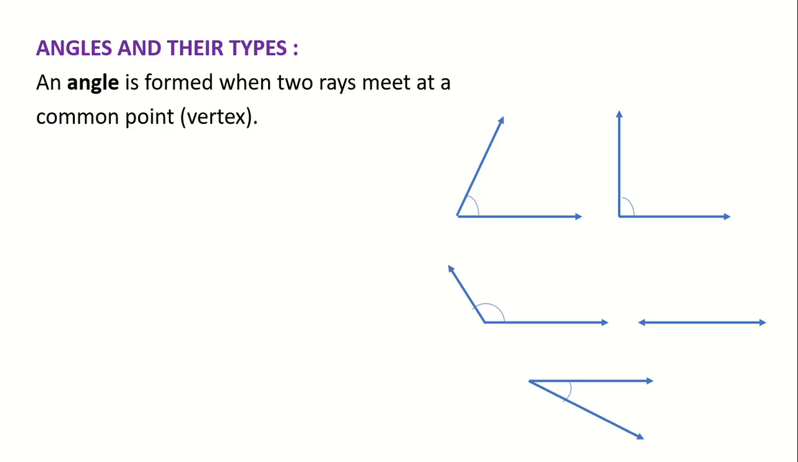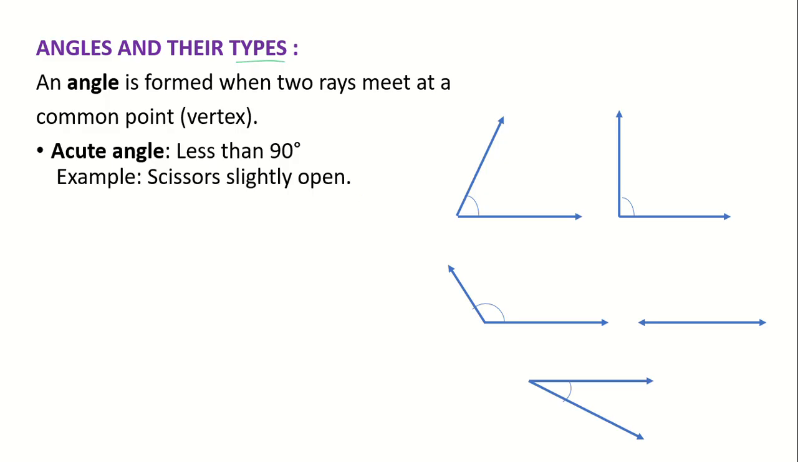Next, as we have discussed what an angle is, the definition of an angle, now we'll see the different types of angles we have. As you can see, the definition is here. An angle is formed when two rays meet at a common point, which is called the vertex. Now, we'll see the different types of angles we have.